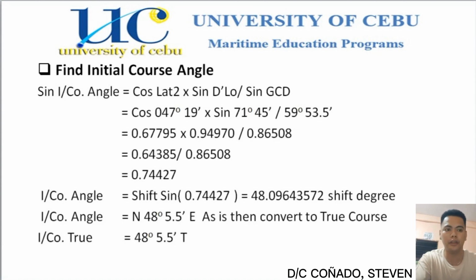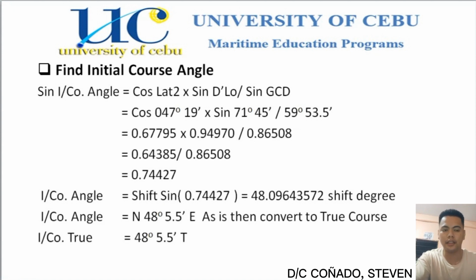For the difference in longitude, it's the same as the cosine. We need to press sin, and then type the difference in longitude. The difference in longitude is 71 degrees 45 minutes, and the result is 0.94970.